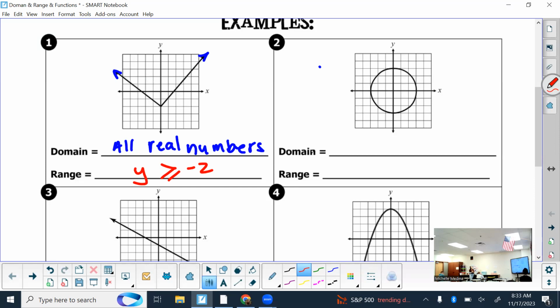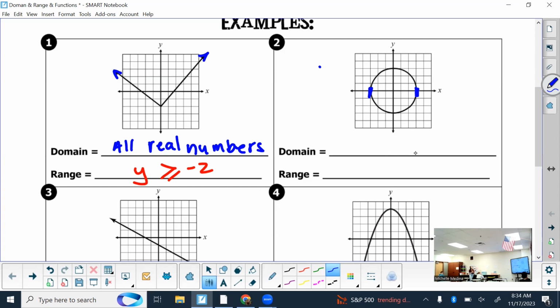So then for domain, that's all the what in a function? Inputs, or your x's. So x-axis goes from left to right. Does this graph continuously go to the left? So see where it stops. Does it continuously go to the right? So also see where it stops there. We have 2 boundaries now. All right, as you look at the line, it's everything in between these numbers, because we have the circle touching all the x's in the middle.